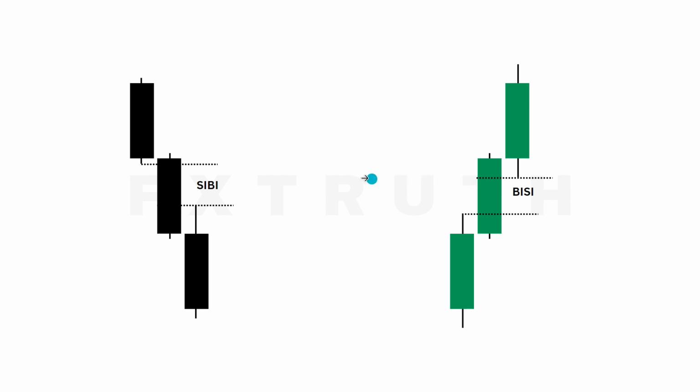Another thing worthy of note is that this particular area is also known as the SIBI, and this particular area is known as the BISI. SIBI stands for sell side imbalance, buy side inefficiency. So we saw a sell side imbalance, where price moved aggressively to the sell side, creating an imbalance in price, which is now regarded as a fair value gap. And now that fair value gap becomes a buy side inefficiency. Price is going to come back into that area for the buy side inefficiency to see price move downwards.